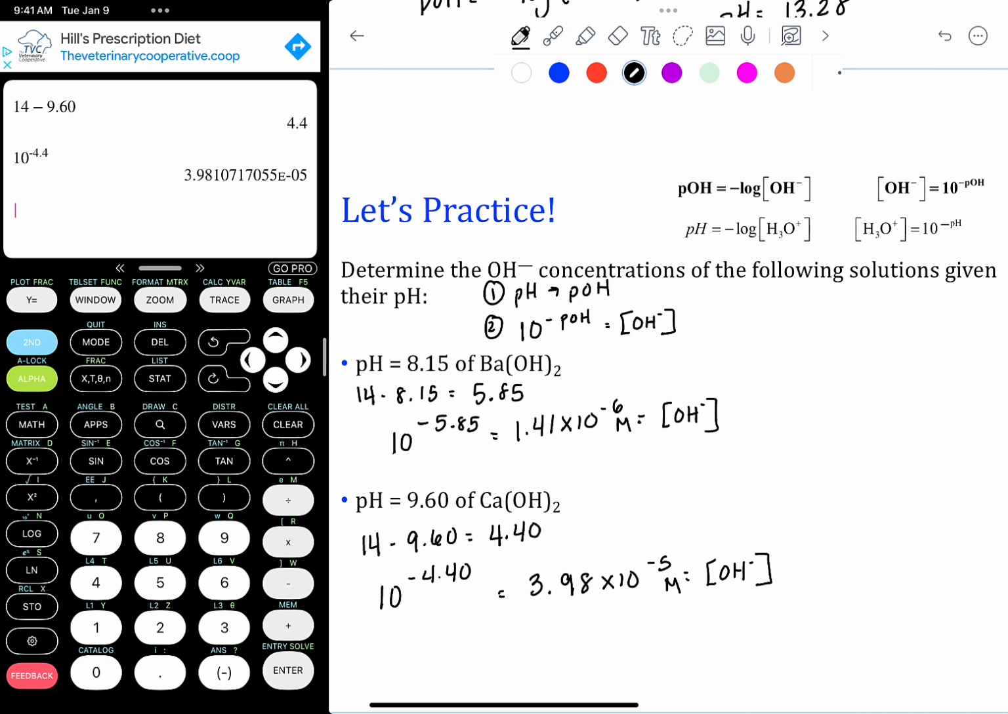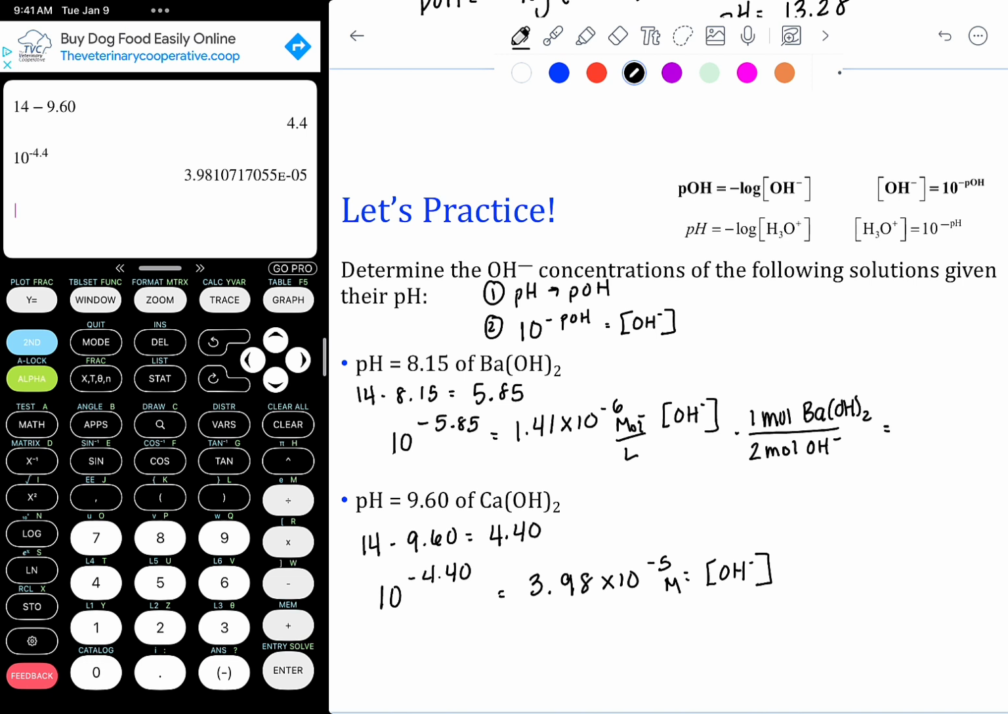Now the problem here asks specifically for the OH minus concentration. If you came across a problem that asked for the original concentration of the base, since both of these are going to be group 2 hydroxides, we have to take stoichiometry into account. So we can see these molarities as moles over liter of OH minus. So in order to get to our base, we would have to divide by 2 to account for the stoichiometry of the base. So then if we wanted the original concentration, we would divide that value by 2.